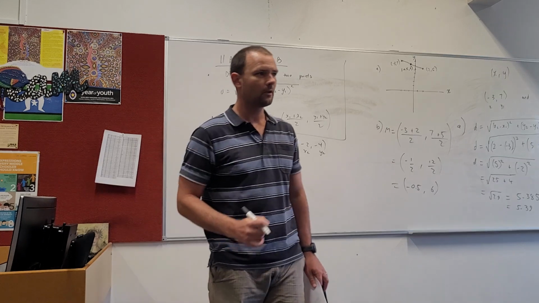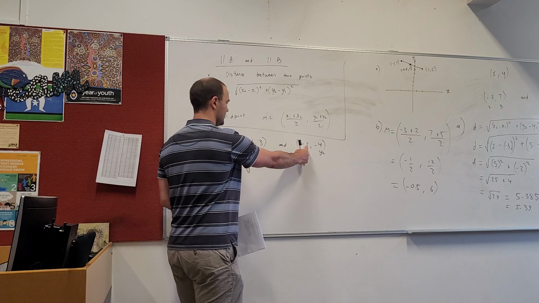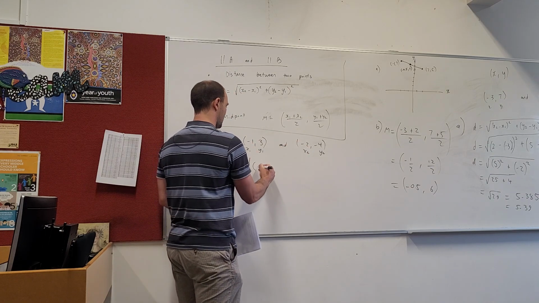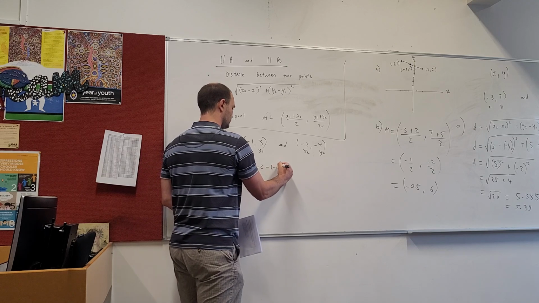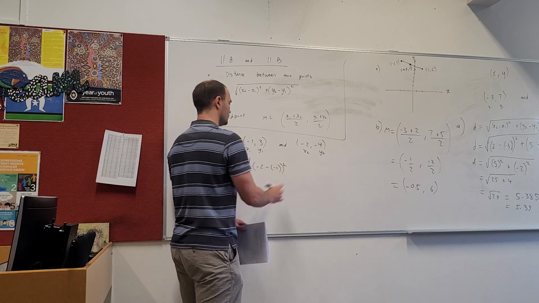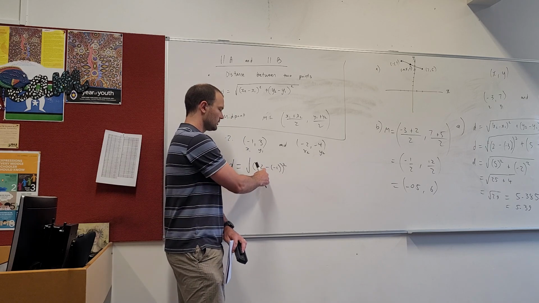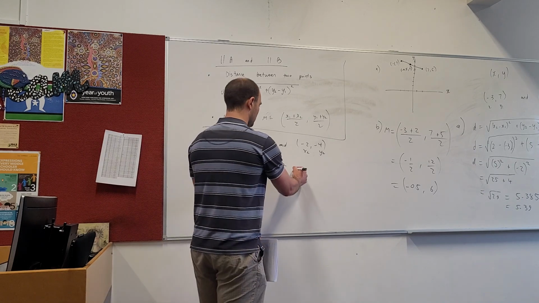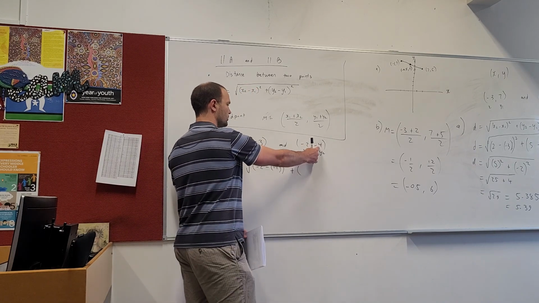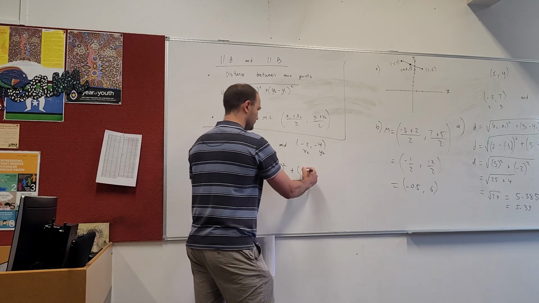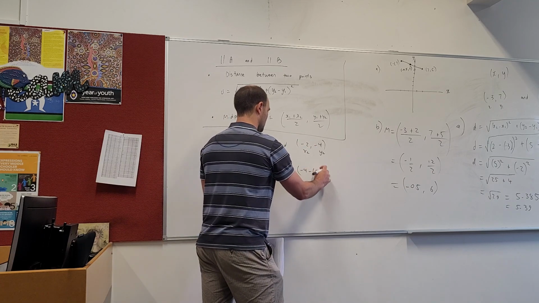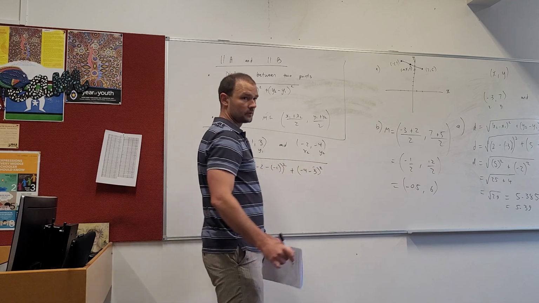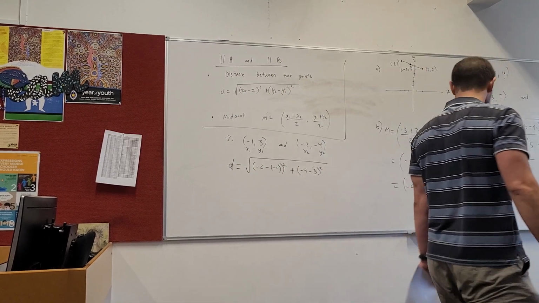The square root of x2 take x1 squared. So I'm just going to go straight into it. Minus 2 take away minus 1 squared. All right, x2 take away x1 squared. That's the first part. Plus, and then we have y2 take away y1. I need the bracket there. Squared. The square root extends over the whole calculation.